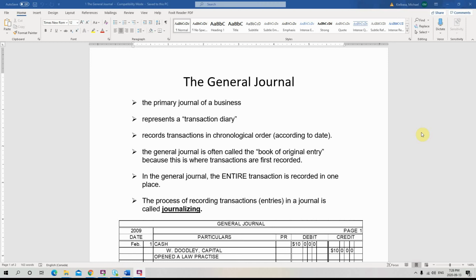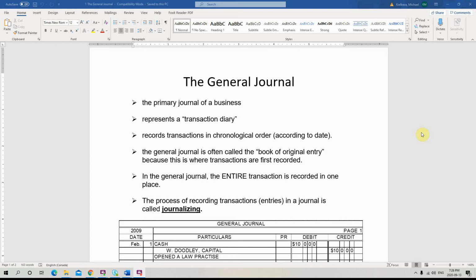All right, we're going to introduce the general journal. The general journal will take the place of T accounts. T accounts are simply used to introduce accounting students to debit and credit. But the general journal is where we are going to record transactions.